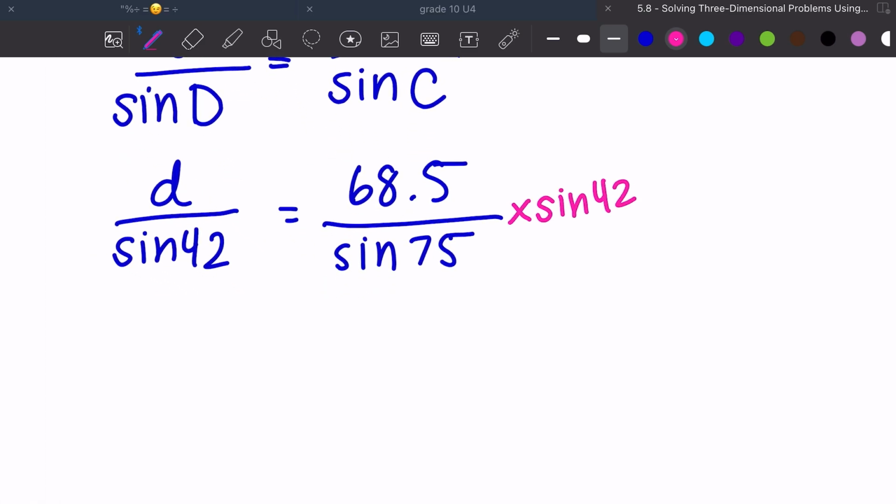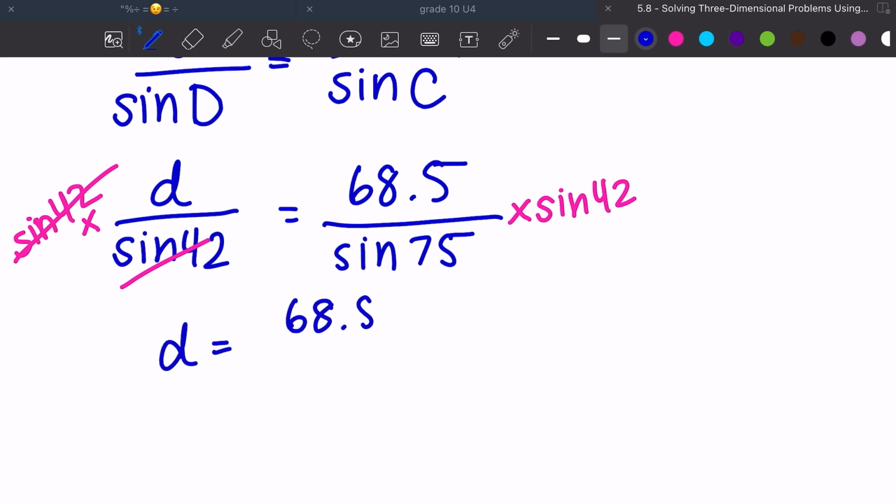Sine 42, it's got to go. We need it out of the denominator. So that cancels that out. So I'm left with D equals 68.5 times sine 42 all over sine 75.